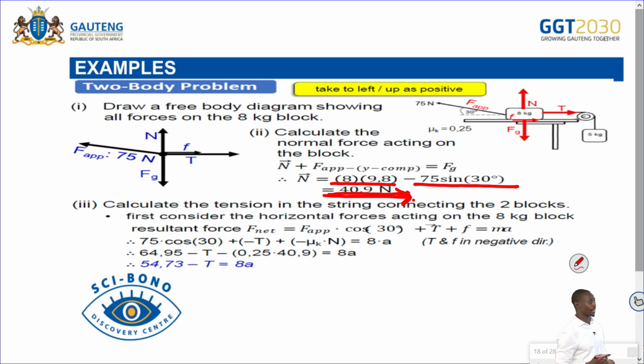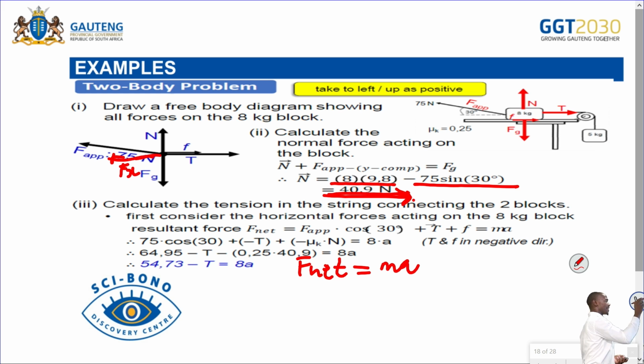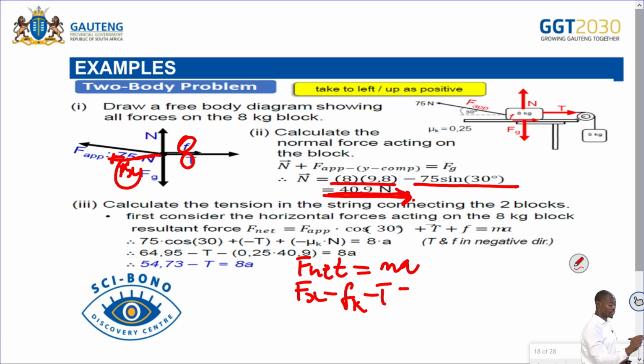Okay, so how are we going to get the tension? Let's remember I said to you, since there are two objects here, focus on each object. So we can start with the 8 kilogram, right? The 8 kilogram F net equals MA. So forces that are acting horizontal, this is your Fx, right? There's tension, friction, and Fx. And I'm taking the direction of motion as positive, which is to the left. So it will be Fx minus Fk minus tension equals Ma.